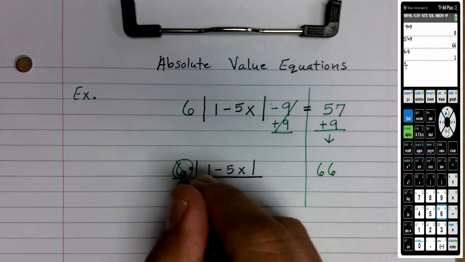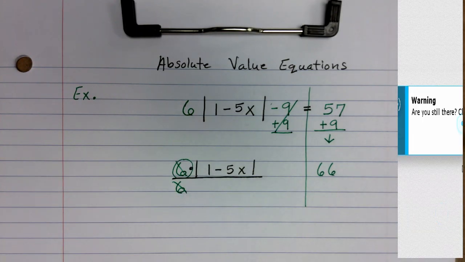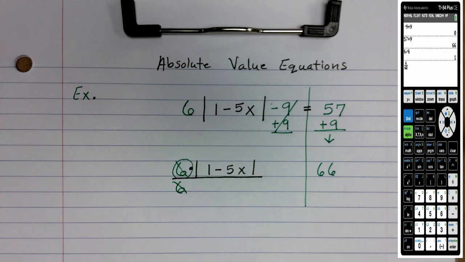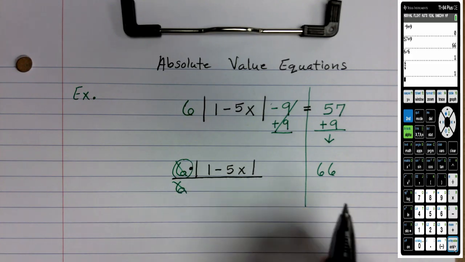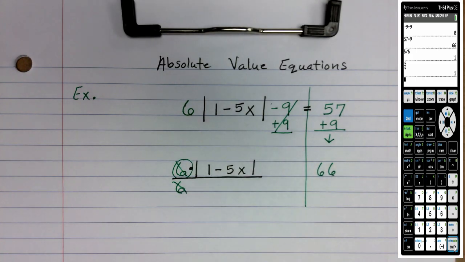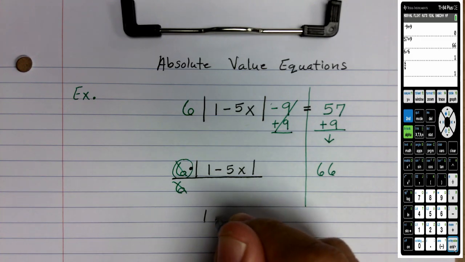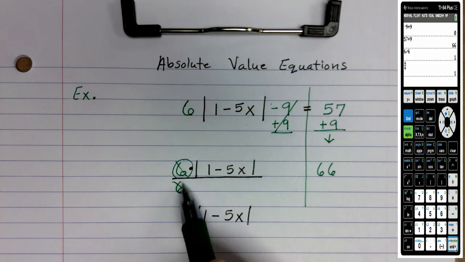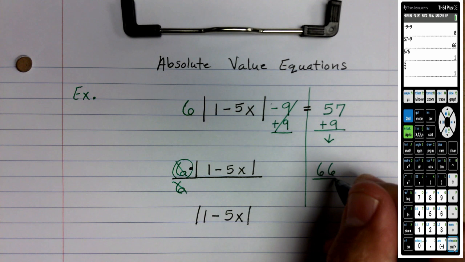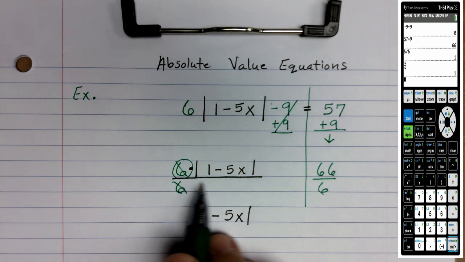Now I know 6 divided by 6 is just 1. Just to prove it, if I said 6 divided by 6, it would give me 1, or if I set it up using alpha y equals inner as a fraction, 6 over 6. So this basically becomes a 1, and 1 times this absolute value expression is just going to be itself. So I'm just going to rewrite it all by itself: 1 minus 5x. Because I divided by 6 on the left, I also must divide by 6 on the right, because we have to keep this equation balanced.